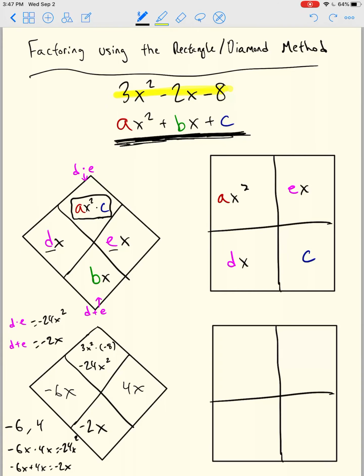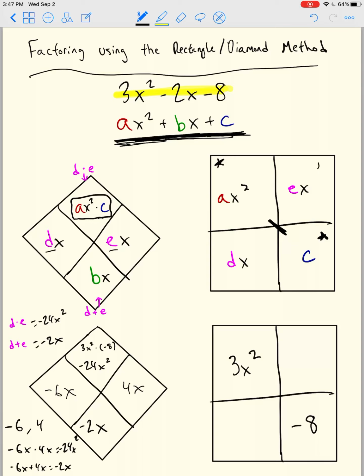So now that we've solved for our diamond, we have all the information we need to fill in our rectangle. In the top left-hand corner of our rectangle, we're always going to put our ax squared. That was given to us at the beginning in our equation. So for example, down here, ours is going to be 3x squared. In the bottom corner, diagonal from the ax squared, that's really important, we're going to put our c. That was also given to us originally, so that's a -8.